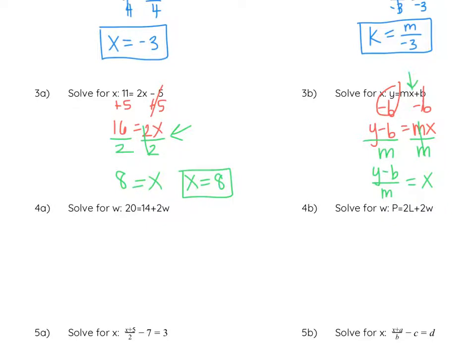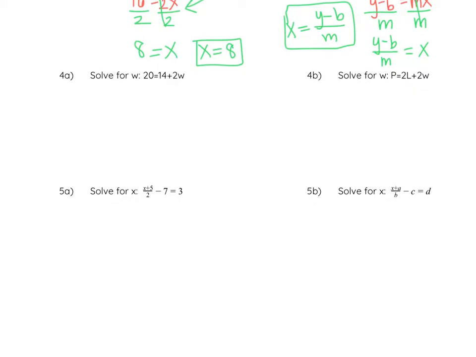And remember, I could just switch the order. X equals y minus b over m. That is this equation solved for x. Let's look at number 4.